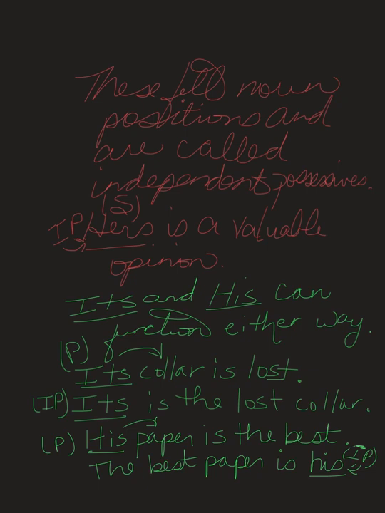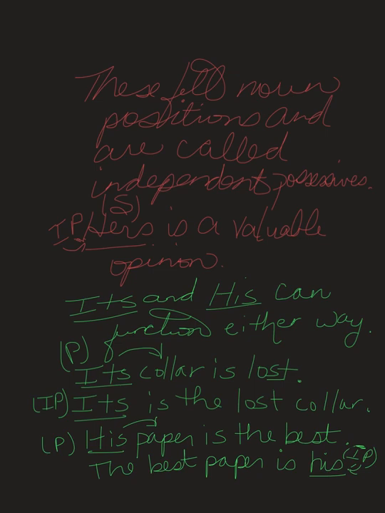Final idea here for this section. The words its and his can function either way. Most of these possessive words that are on your possessive pronoun chart will either function as an adjective or as an independent possessive, but most of them will not function as possibly both. However, the words its and his can function as either just an adjective before a noun or as an independent possessive naming like a noun. Here are examples of each of these words used in both ways.